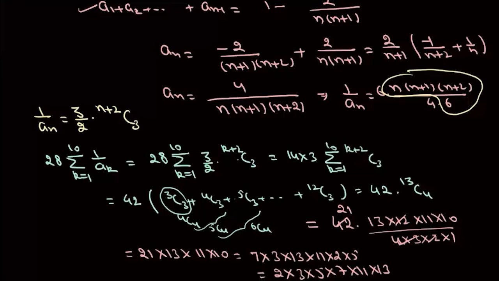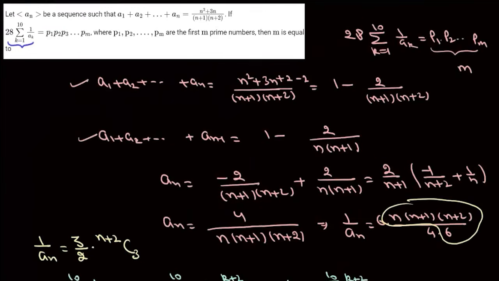And here we can express them as a product of 6 prime numbers. So in this case, the value of m will be 6. And that is the answer to this question.